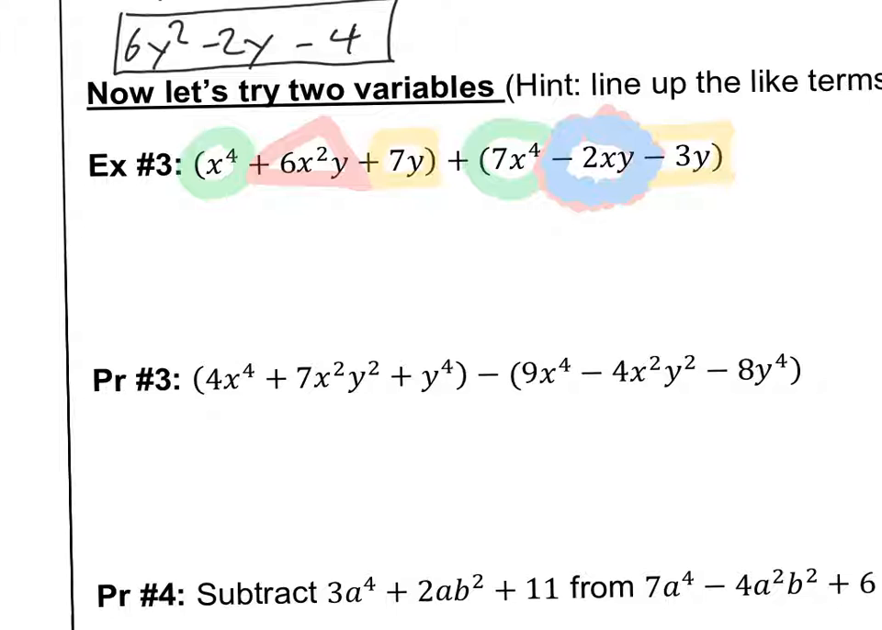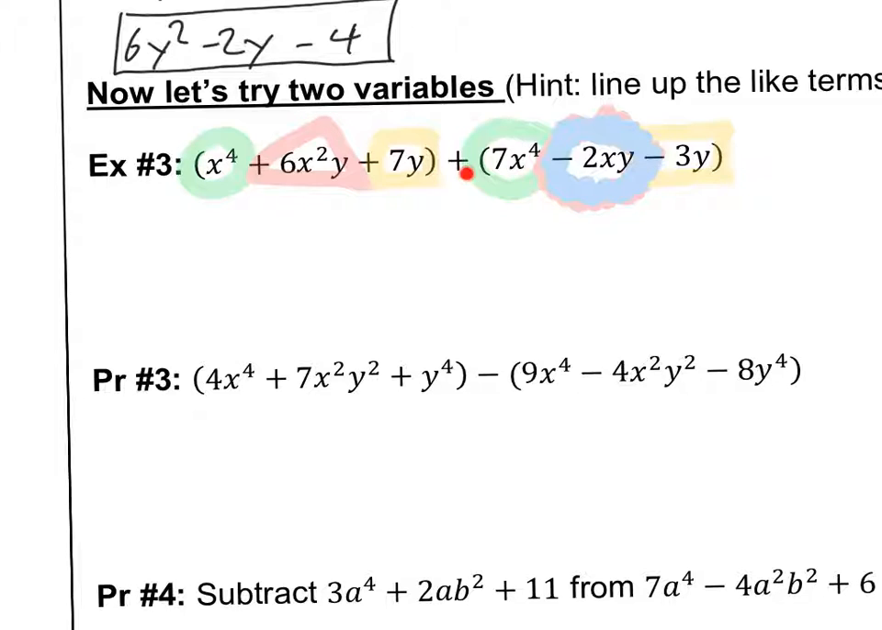Yeah, to see that those do not match. So when I go to line these up, I cannot line up this one and this one because they're not the same terms. This is an x squared y, this is an xy. These are different things entirely, and so I can't add or subtract them together.